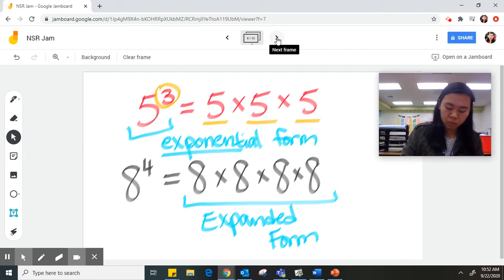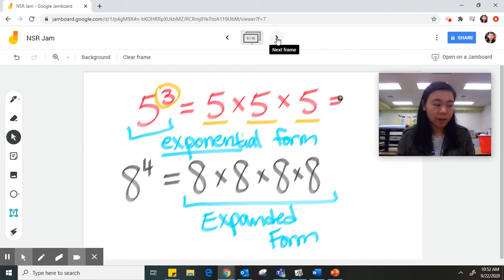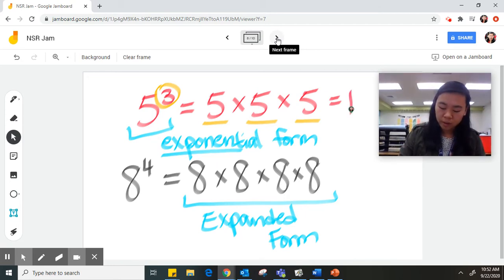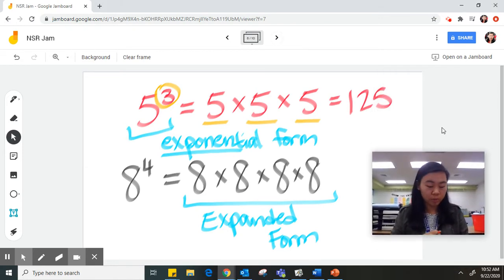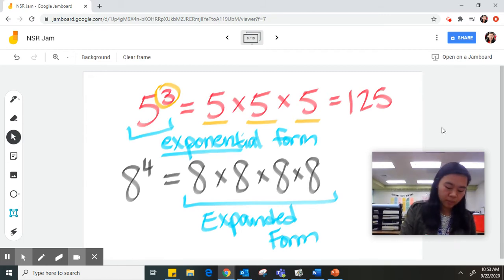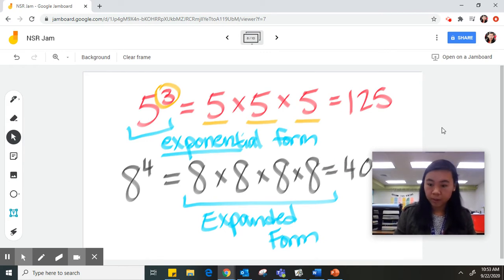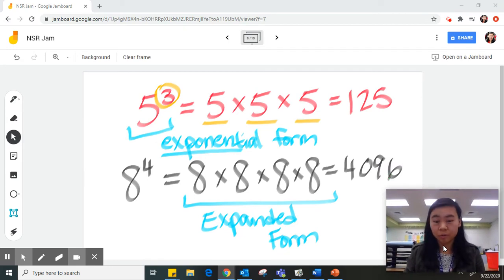Now, what is the answer? All right, so again, we can use a calculator for this. So you multiply 5 times 5 times 5. It's okay for you to use a calculator. You get 125. Okay, so this answer right here is called standard form. It's just your standard answer that you can see. So 8 times 8 times 8 times 8, 4 times, is 4,096. So again, my answer right there is just standard form.